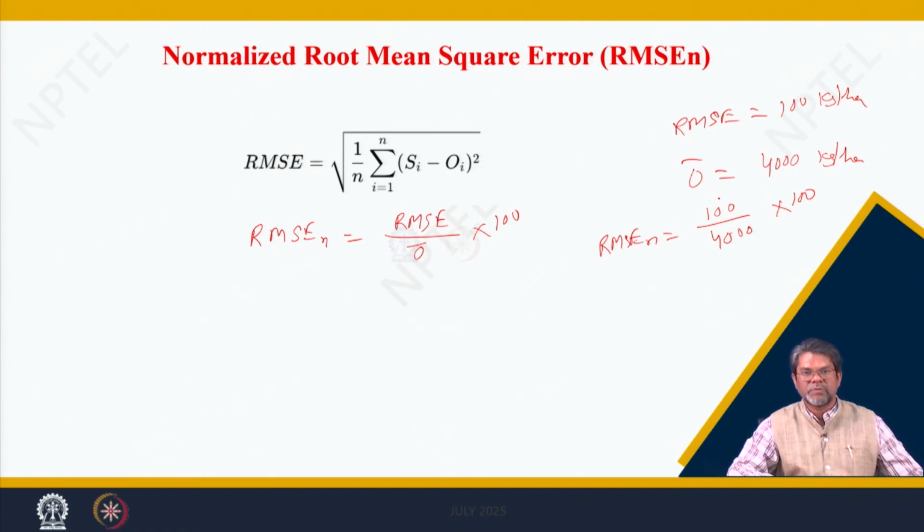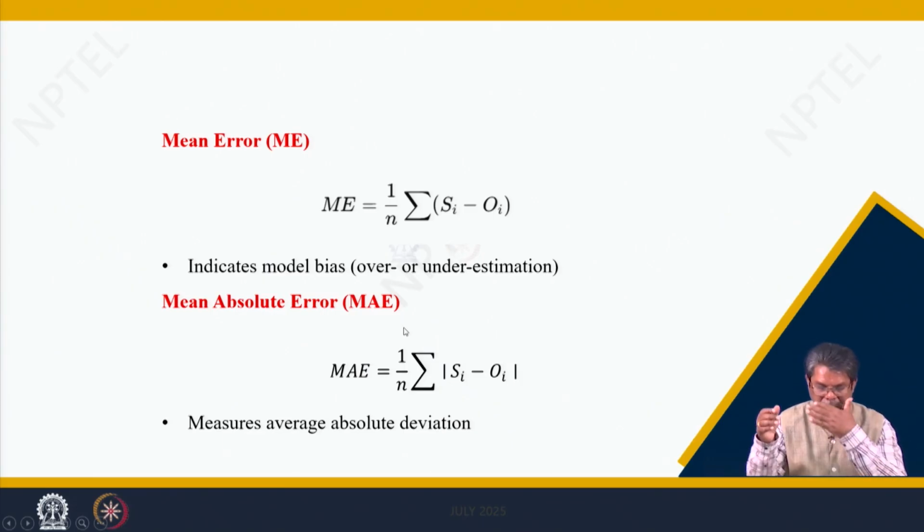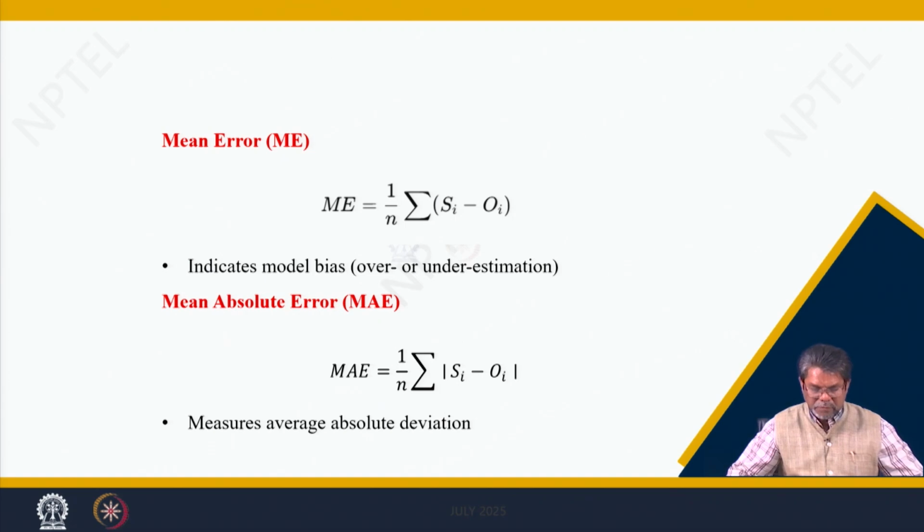So, this is the root mean square error. Similarly, we calculate the mean error. Mean error is the sum of the simulation value minus observed value, divided by the number of observations. Or if we take the mean absolute error, irrespective of the sign, we take the simulation minus observed value and get the mean absolute error.